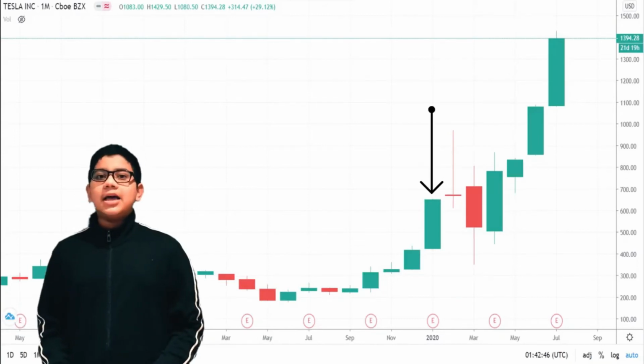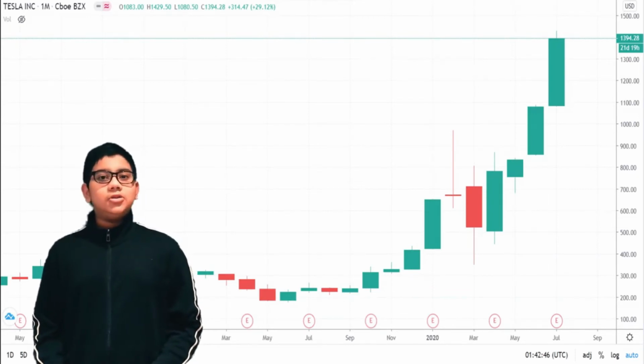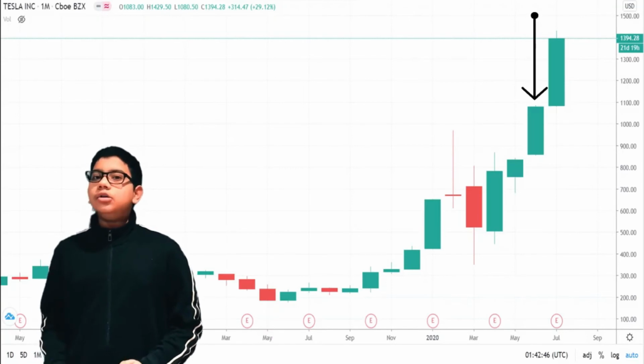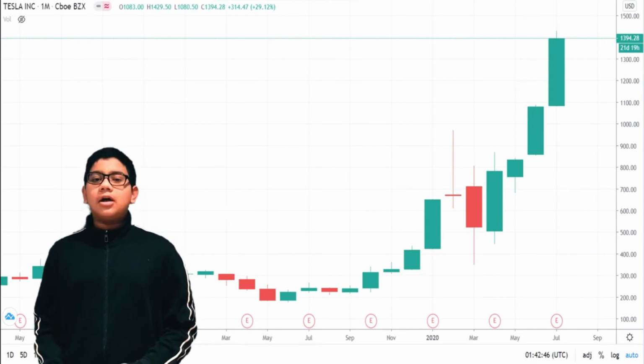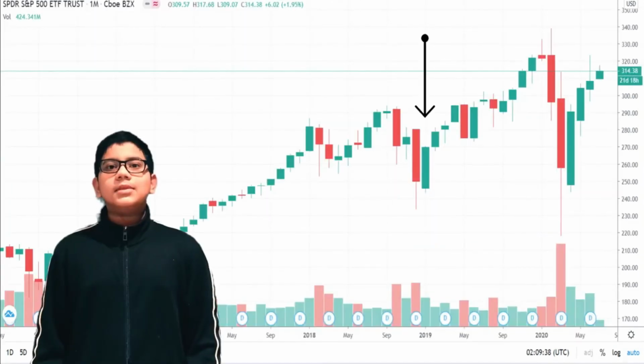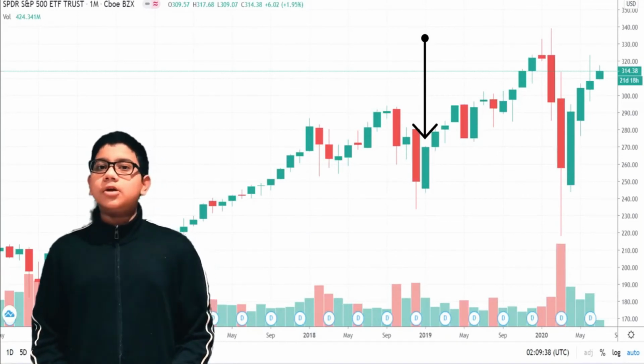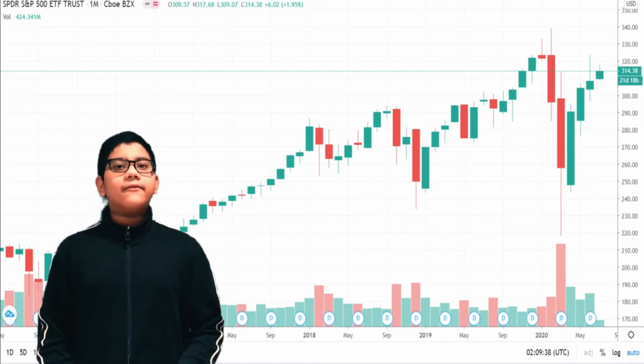This candle is a bullish candle. That's because its open is again over its close and it has almost no wicks. This candle is also a bullish candle, and it's because its open is again over its close. This is SPY's weekly chart. This candle is again a bullish candle. That is also because the close of the candle is above the open.